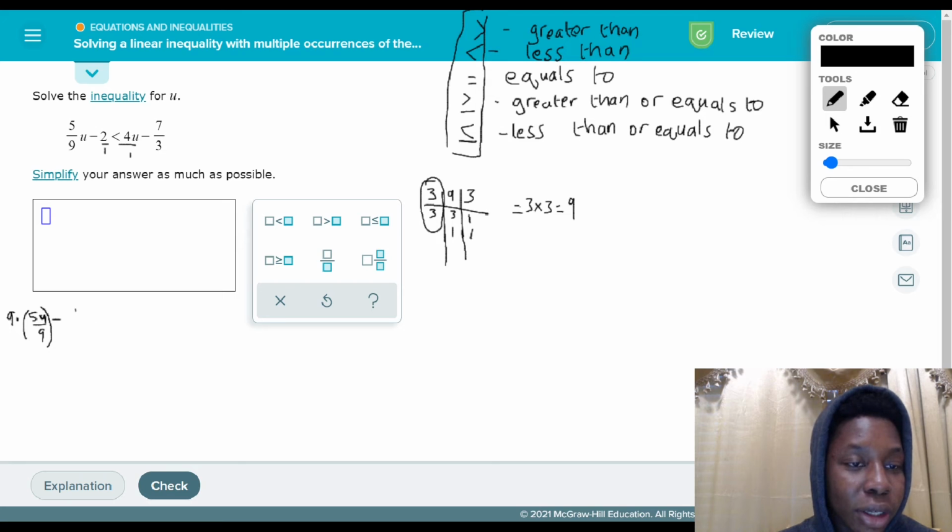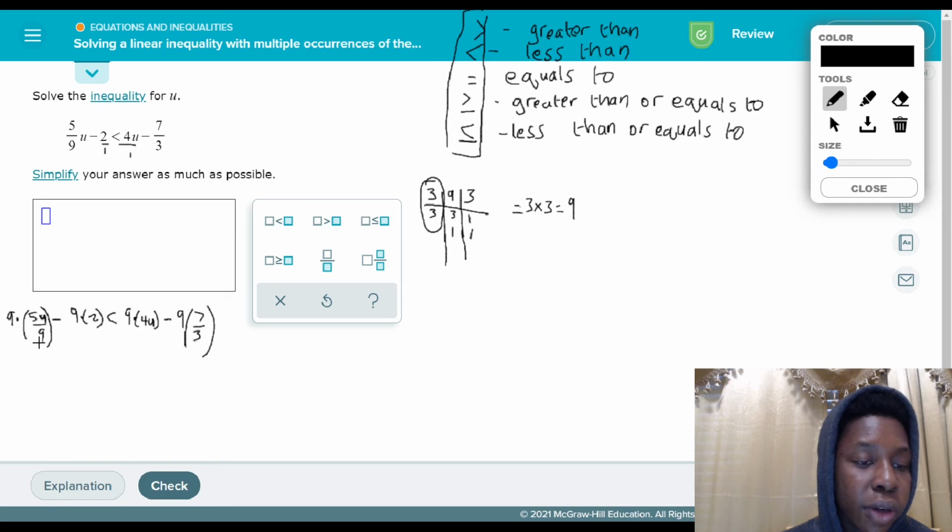Yeah, and then minus 9 times 2, less than 9 times 4u minus 9 times 7 over 3. Okay, so now we multiply 9 by each aspect of the equation. We're going to ask ourselves what is common between the bottom and the top. In this case, 9 is common at the bottom and also at the top, so they divide each other. Basically this is just 1 times 5u, and then minus 9 times 2.